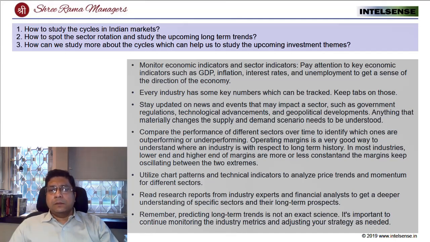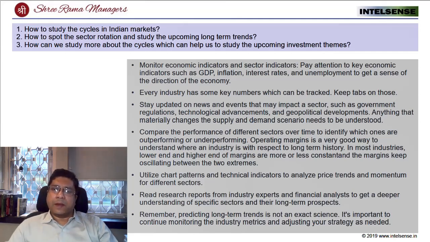The next thing is, when you're looking at companies within that sector, one financial number that is very, very useful is looking at the operating margins. Typically in a cyclical sector, you will find that operating margins have a lower end and an upper end. For example, in a particular sector, the margins may oscillate from say 10% to 20%. In bad times, the margins will compress down to 10%, and in good times, it will go up to 20%.